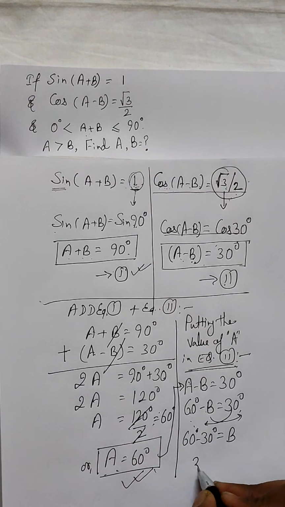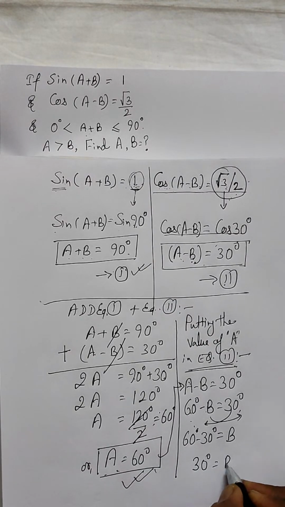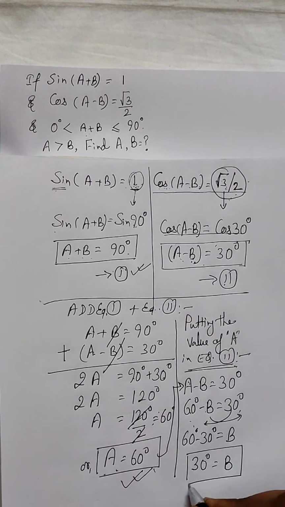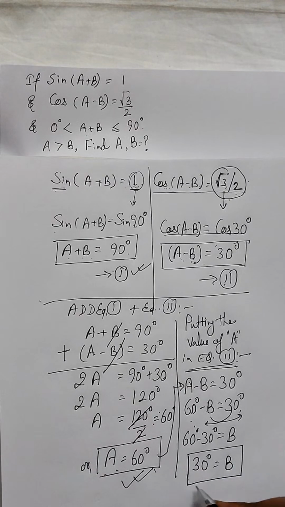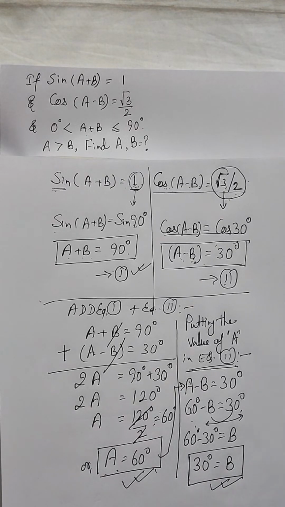So this will give you 30 degree as the value of b. So we received the value of, or we calculated the value of b, right? So we have solved the second part of this equation.